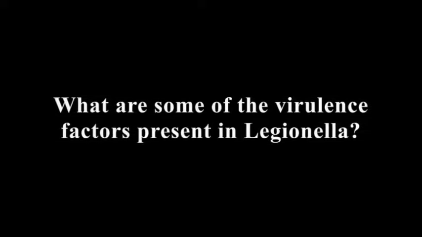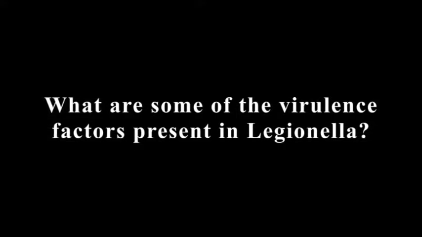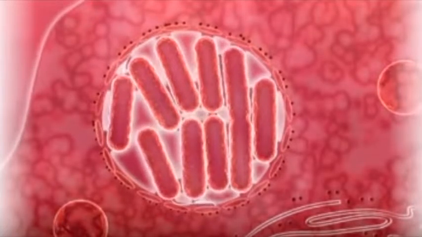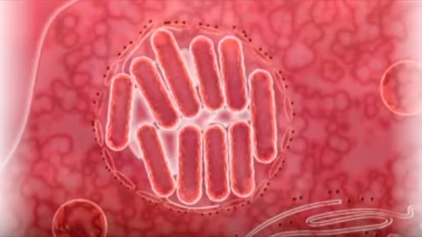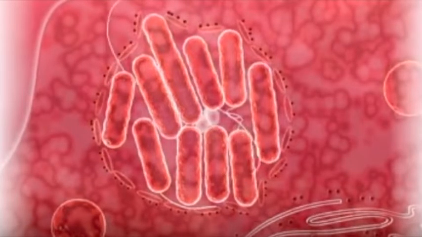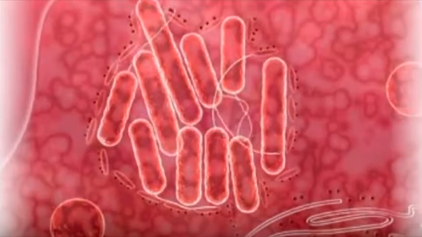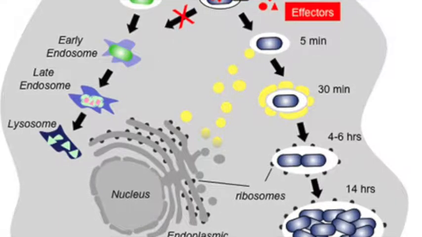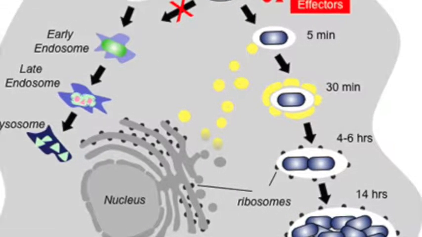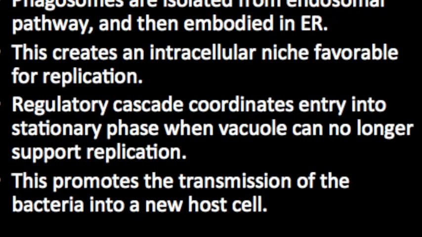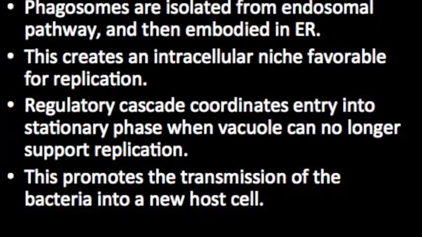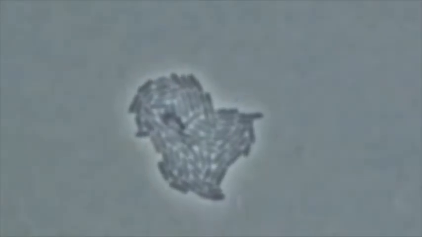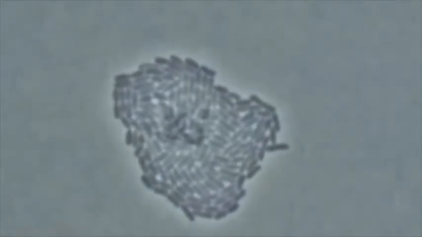What are some of the virulence factors present in Legionella? For one, Legionella is able to prevent phagosome acidification and phagosome lysosome fusion by recruiting host protein RAB1 to the phagosome. By recruiting this protein to the phagosome, the pathogen is modifying the identity of the phagosome. In total, Legionella secretes around 300 effector proteins to manipulate the host environment. These Legionella pneumophila containing phagosomes are isolated from the endosomal pathway, embodied within the endoplasmic reticulum, creating an intracellular niche that is favorable for the bacteria to replicate.